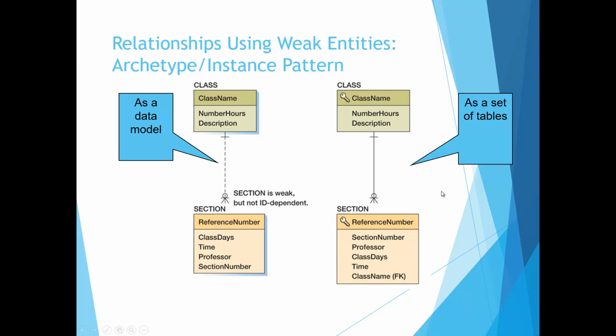If the section is a weak entity but not ID dependent, that means that the class name is not mentioned in the section, then the primary key will not include that class name, but a reference number that connects the section with the class will be added. So now we have a reference number as the primary key, and still it connects to the class name through a foreign key down here.